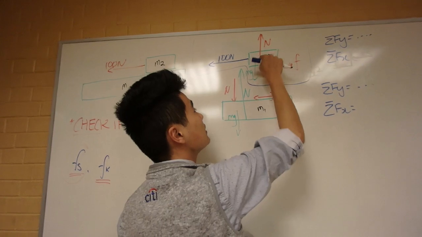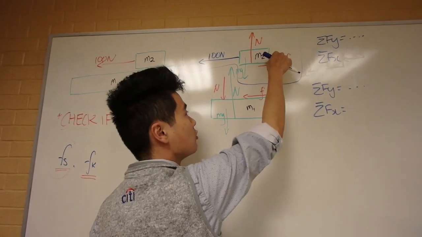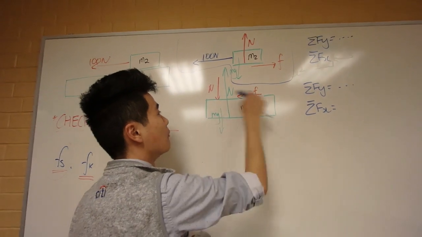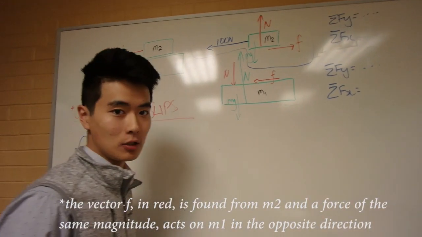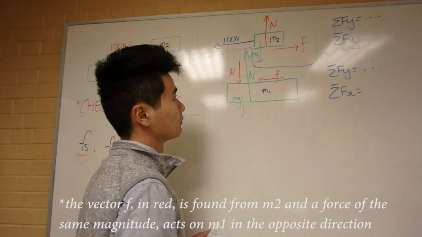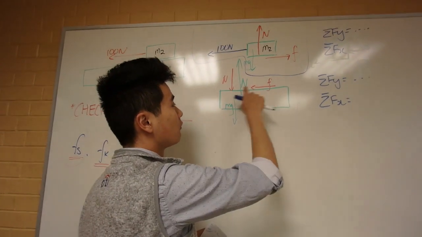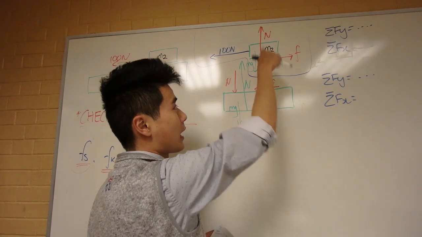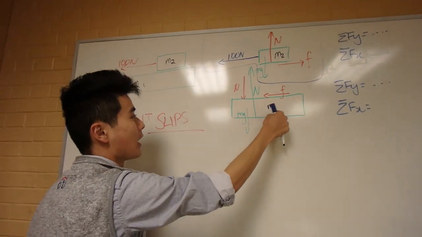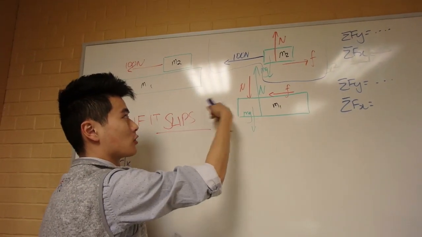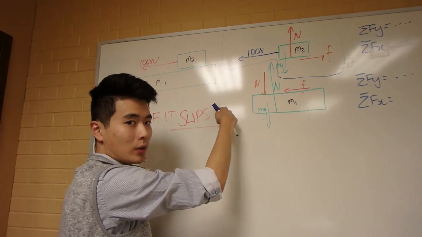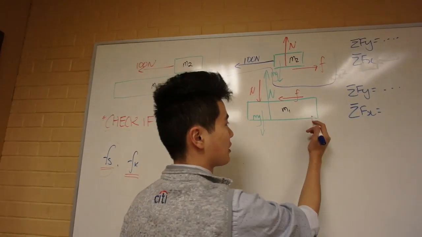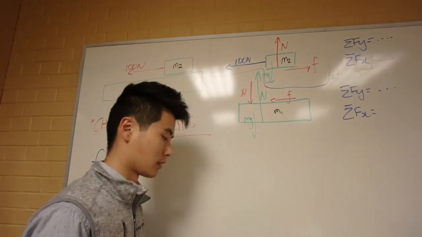So whatever these magnitudes are on M2, equal and opposite forces act on M1 according to Newton's third law. Okay? So this is key. This friction force forwards from M2 and M1, that interaction, is what gives M1 its net force forwards and causes it to accelerate forwards. And we also remember that M1 is sitting on a frictionless surface, so it doesn't have its own friction acting against it.